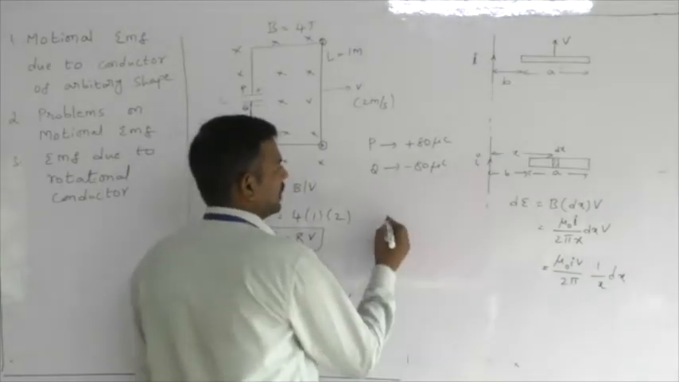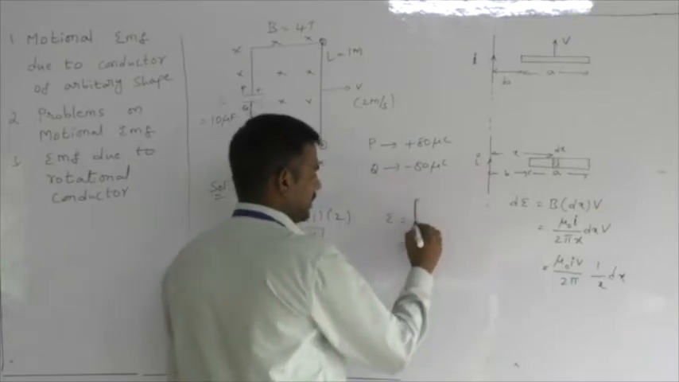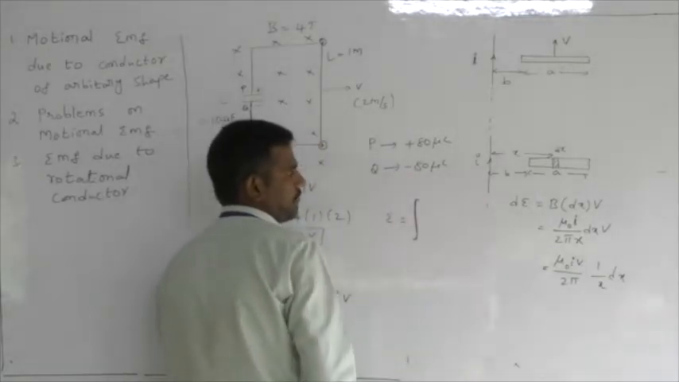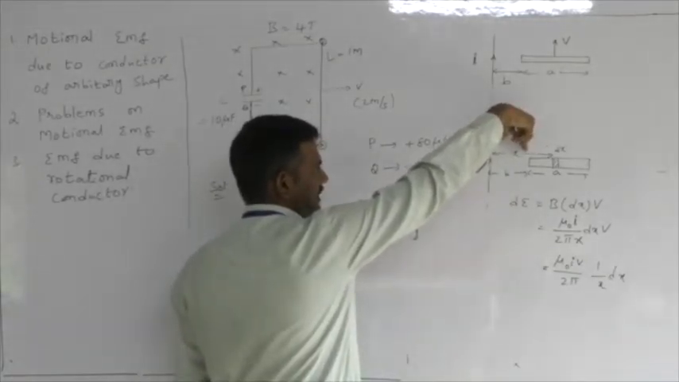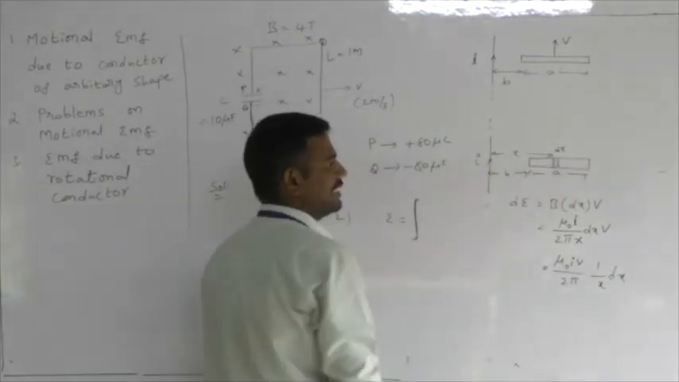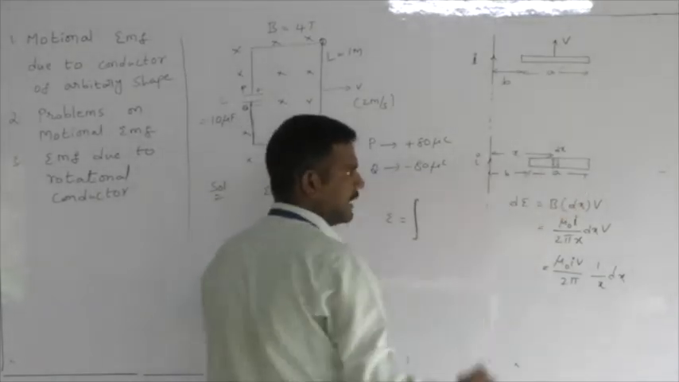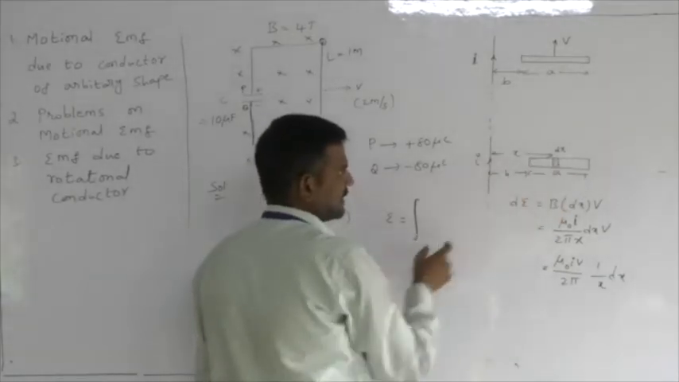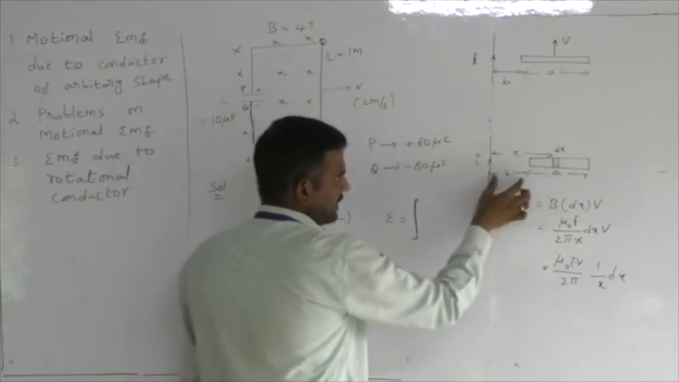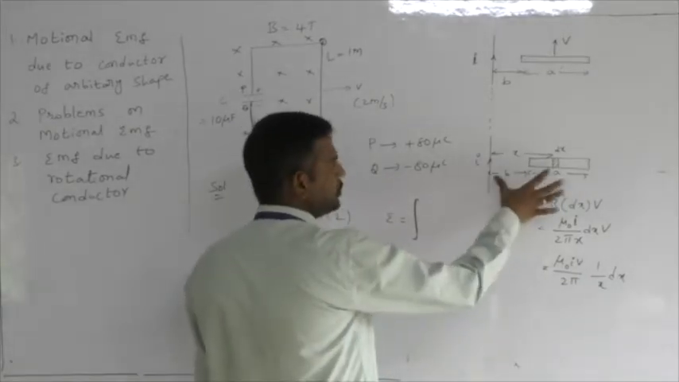Now let us find the total induced EMF by applying the integration technique. What are the limits for this integration? The value of x is varying from this end to this end. We have to cover the total length of the rod, and its range will be from B to A plus B. One end of the conductor is at a distance of B, the other end is at a distance of B plus A. Therefore, its range is B to B plus A.